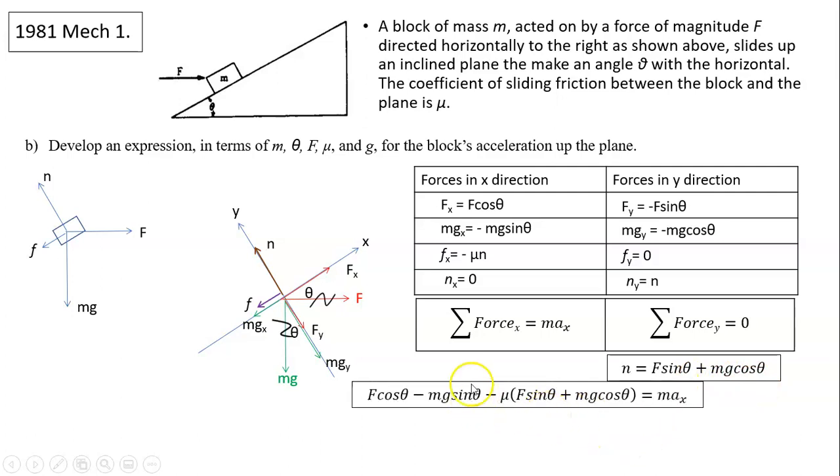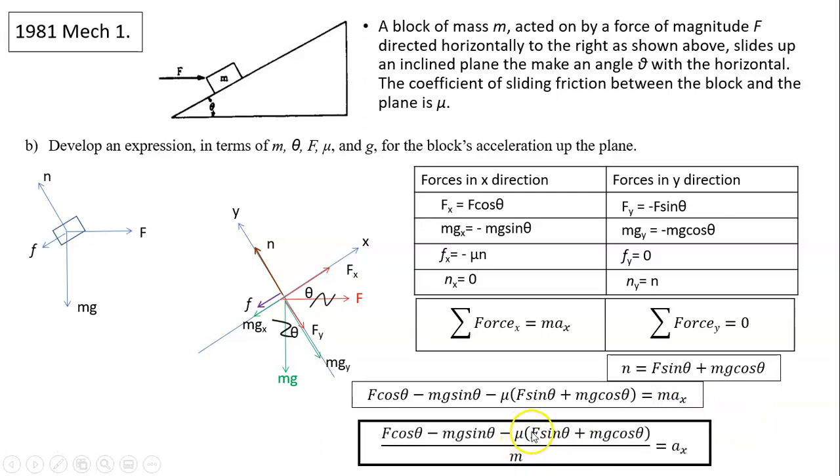From here, since we know n, we can substitute n in the x direction: F cosine theta minus mg sine theta minus mu times n, where n equals F sine theta plus mg cosine theta, equals m times ax. To solve for ax, we simply divide both sides by m.